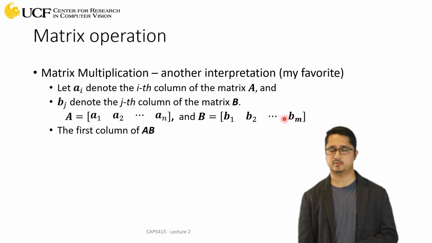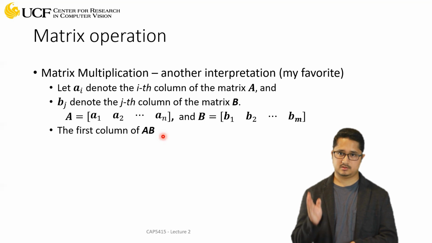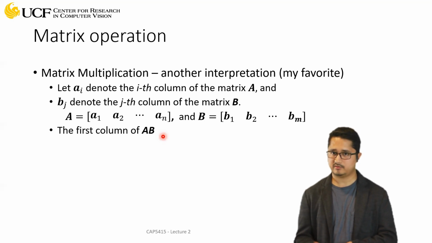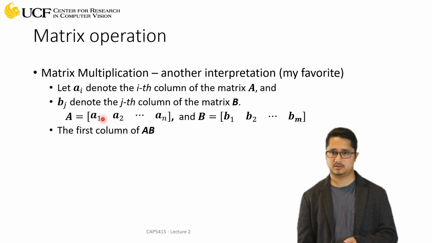Okay, so let's try to multiply A with B. Now, when we are multiplying A with B, again, it is going to be a matrix, right? And we know the shape of it. Whatever the shape is, the first column of this matrix is going to be a linear combination of these columns.